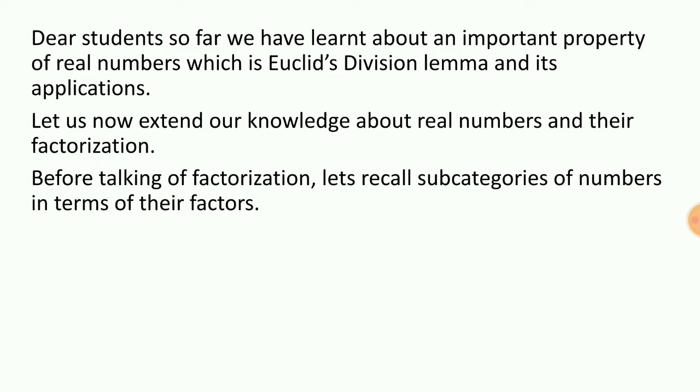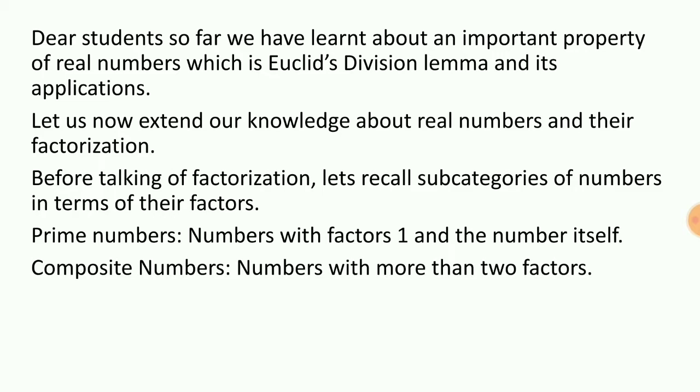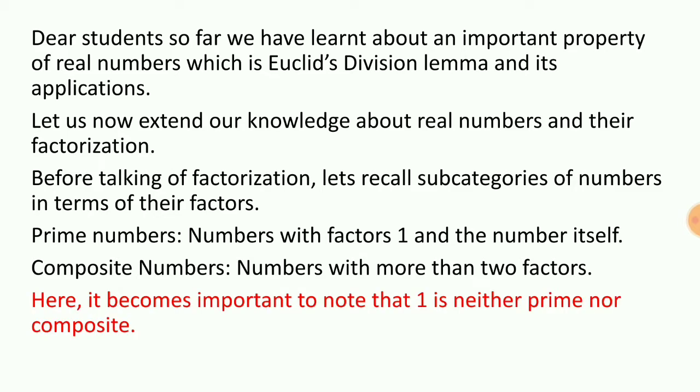Before talking of factorization, let us recall the subcategories of numbers in terms of their factors. The prime numbers, what are they? They are the numbers with factors 1 and the number itself only. The composite numbers, the numbers with more than 2 factors, are called the composite numbers. Here it becomes important to note that 1 is neither prime nor a composite number. Keep that in mind, you will be using it at a number of places later on.